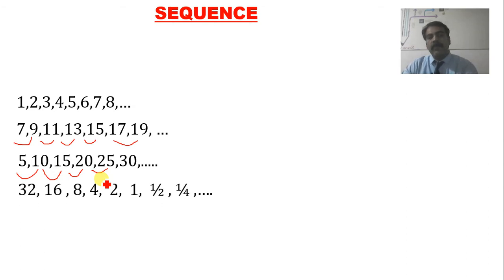Similarly, if you take one more example, see this example: 32, 16, 8, 4, 2, 1. If I divide this number by 2, I will get the next number, and so on. So when I divide each number by 2, I get the next number. So there is a pattern that every successive number is obtained by dividing by 2, or we can say that they have a multiple of 1 upon 2 between them.